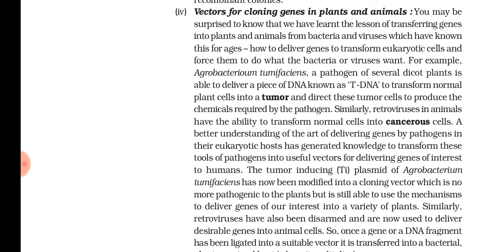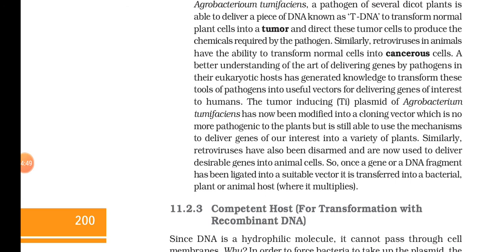So from this we can understand that after disarming the vector, like the Agrobacterium tumefaciens plasmid, that is the Ti plasmid, tumor inducing plasmid, or various retroviruses, if we disarm them and use them to deliver, we can use them for delivering our gene of interest into various hosts. It can be a microorganism itself, or animal cells, or plant cells. Is it clear?